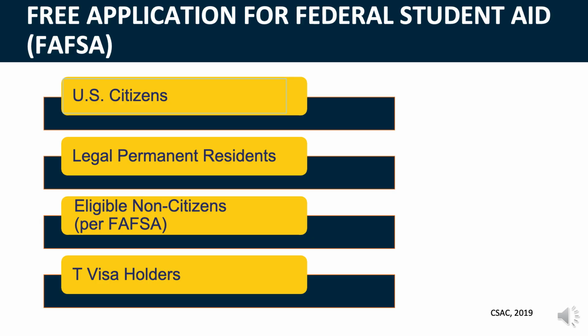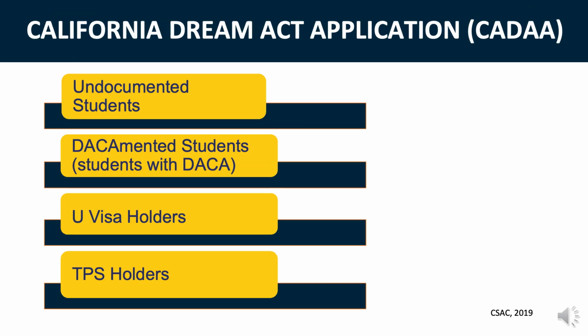Students who should apply to the Free Application for Federal Student Aid, also known as the FAFSA, include U.S. citizens, legal permanent residents, eligible non-citizens per FAFSA, and T-visa holders. Students who should apply to the California DREAM Act application, also known as the CADA, are undocumented students, whether or not you have DACA, U visa holders, and students with temporary protected status.